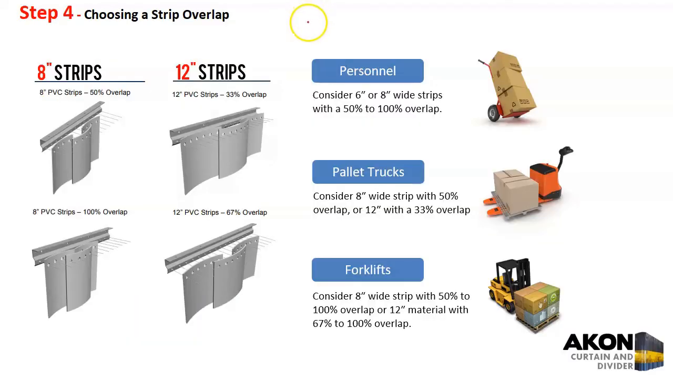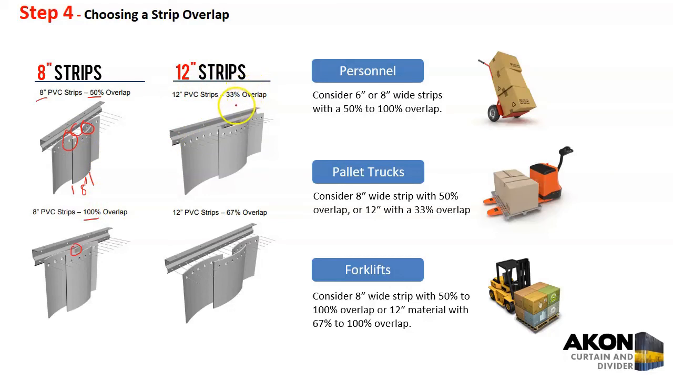And finally, you're going to choose a strip overlap. The overlap is how much each strip overlaps the adjacent strip. So here we have just a couple examples. So here's an 8-inch wide strip, right? So there's our width, 8 inches, and you can see it's overlapping the adjacent strip by 50%. Here we have an 8-inch wide strip and it has 100% overlap. So you can see there's no gap here, where here obviously there is a gap. And the same goes on for the 12, the 4, the 6, and the 16-inch wide strips.